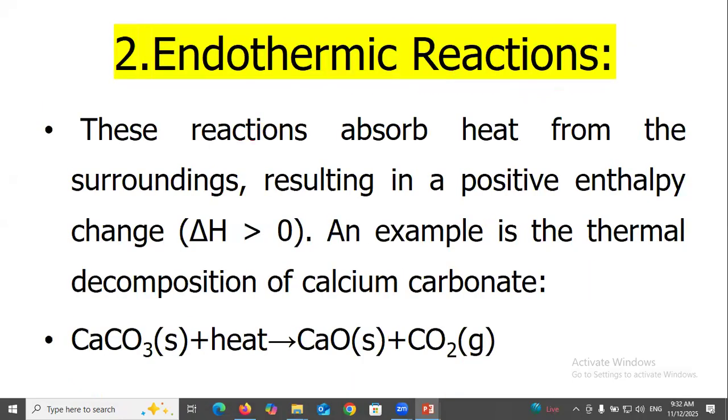Endothermic reaction: this reaction absorbs heat from the surroundings, resulting in a positive enthalpy change. Delta S is greater than zero. An example is the thermal decomposition of calcium carbonate. Calcium carbonate is heated, producing calcium oxide and carbon dioxide.